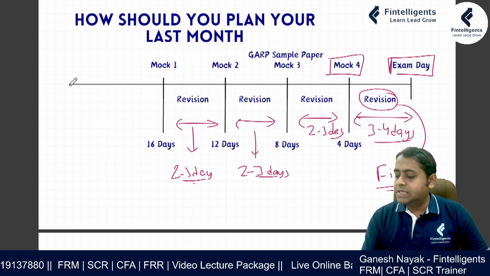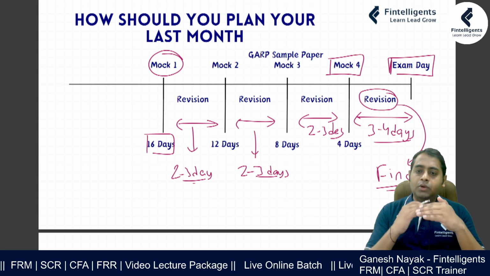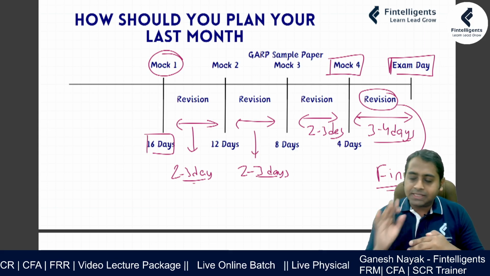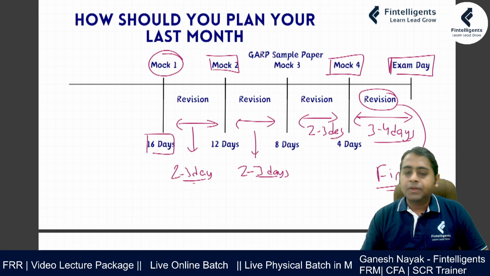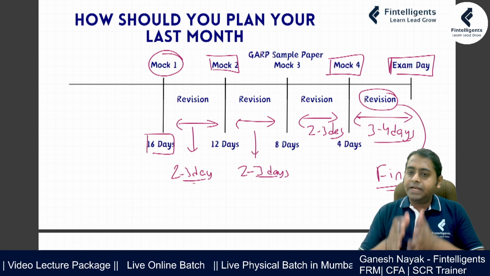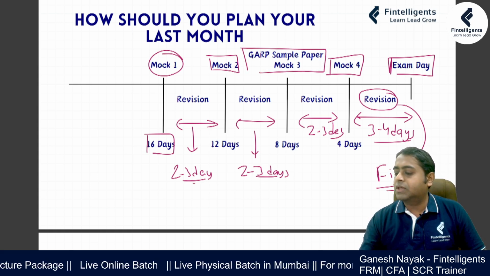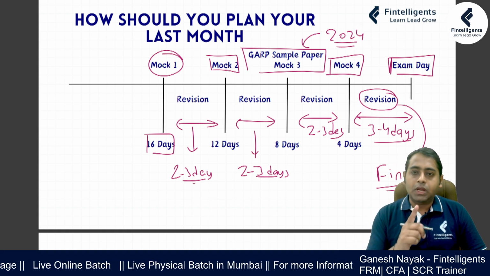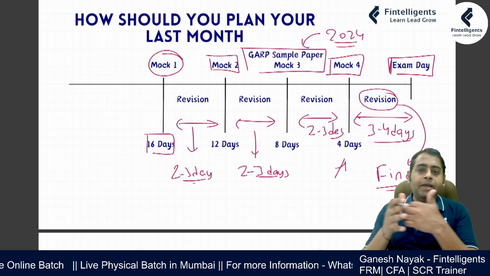So 16 days before the exam, try to give your first mock, analyze your score, look at the entire paper properly, and look at each concept from which a question has come. Then do a revision of 2-3 days, then give your second mock. Again do the entire process, again do the revision, and then the 3rd mock, ideally you should be giving your GARP sample paper of 2024. That should be your strategy. Then take a gap again and go for the 4th mock.